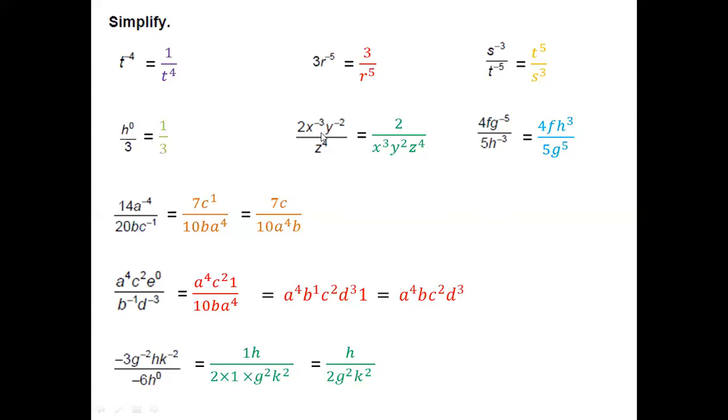Now, 2 x to the power of -3, y to the power of -2 over z to the power of 4. Now, what are the negative number exponents? x to the power of -3 and y to the power of -2. So leave the 2 here because it's not negative. So leave 2 there. Now move x to the power of -3 and y to the power of -2, and keep z to the power of 4 the same because it's not negative.